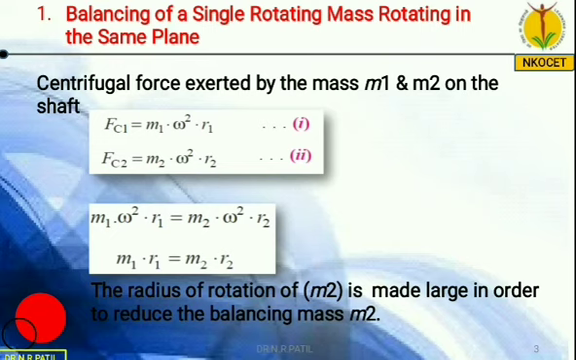So friends, one note is given here. The radius of rotation of m2 is made larger in order to reduce the balancing mass m2. It means, if you want the value of m2 to be smaller, then you have to increase the value of r2, that is the radius of rotation. So this way we can carry out the balancing.